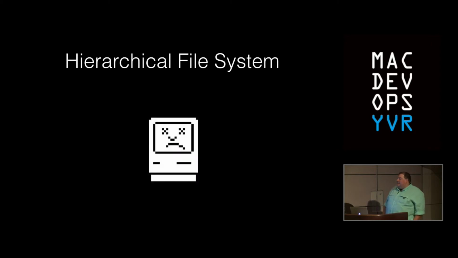Also, damage to the catalog file could result in catastrophic file system damage because this was the only place where all your file and directory records are stored. So if this got hosed, now you had a big problem.